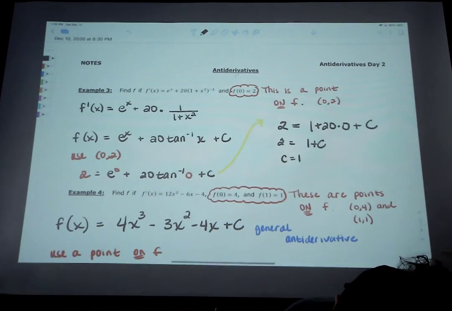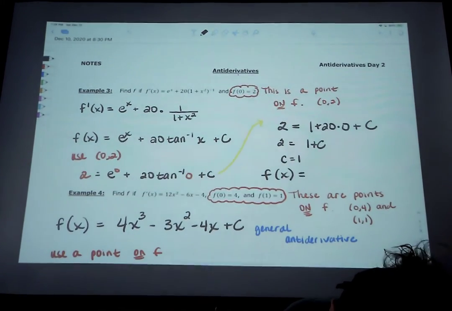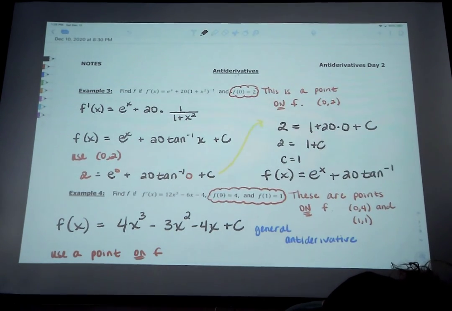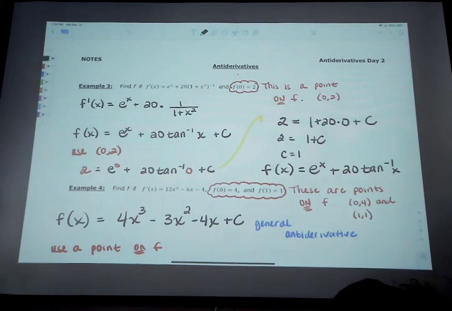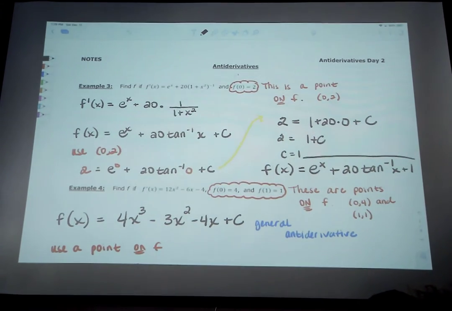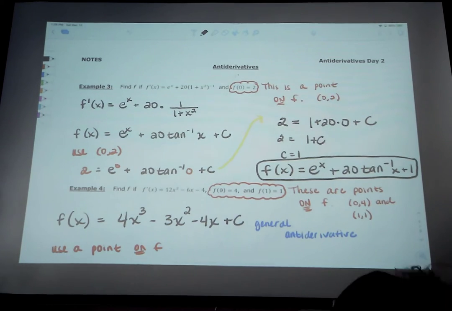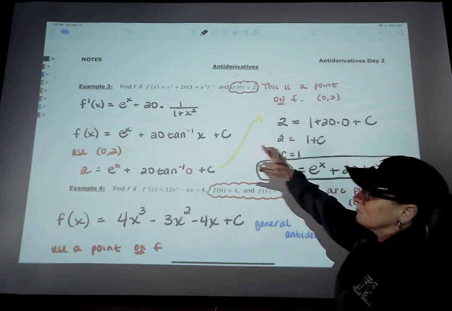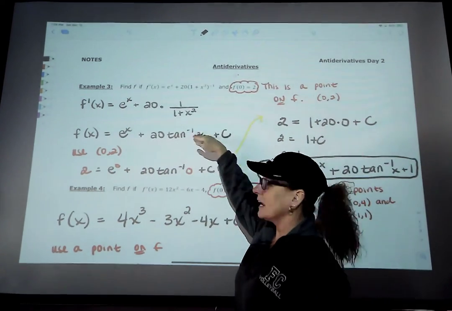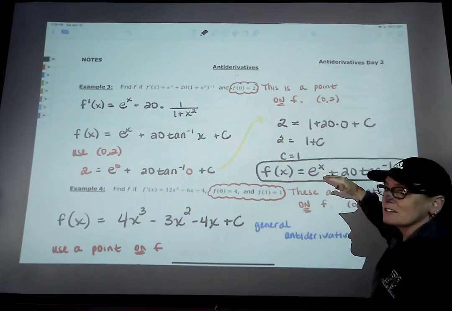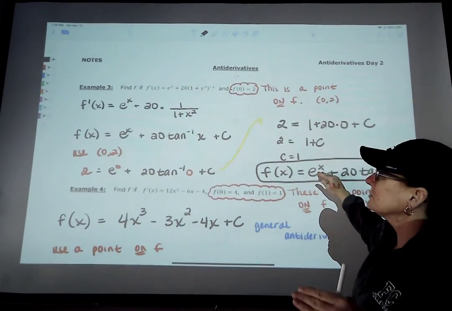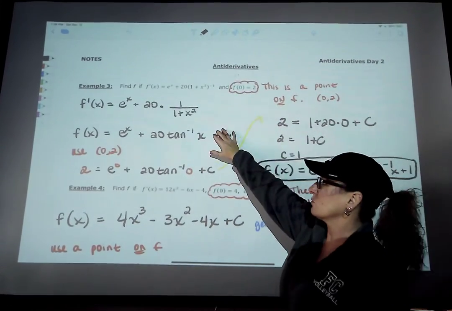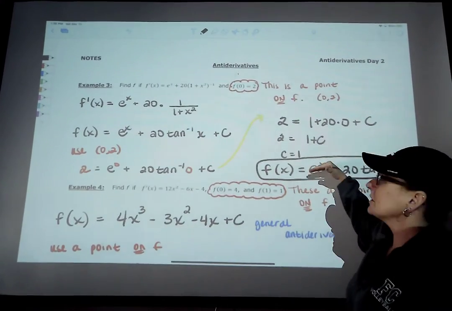So C turns out to be 1, and F is e to the x plus 20 tangent inverse of x, oh dang, I'm out of room, plus 1. Remember, this is what we call the general antiderivative because it's got the plus c on it. This is the particular antiderivative that passes through that point. General, particular, that passes through that point.